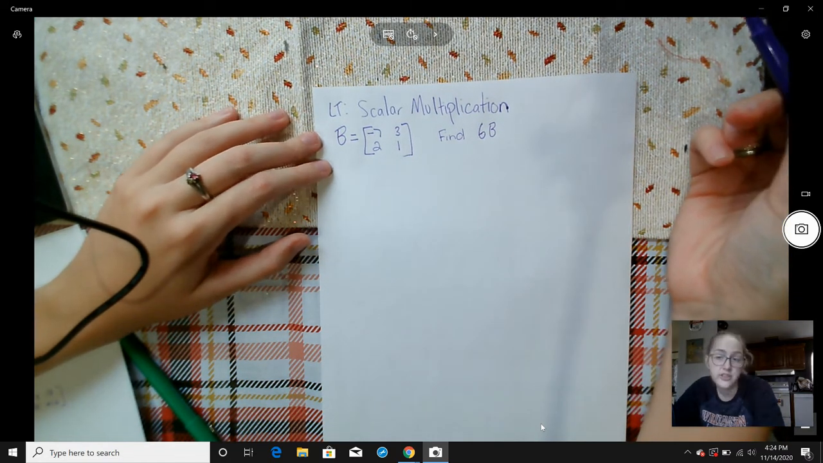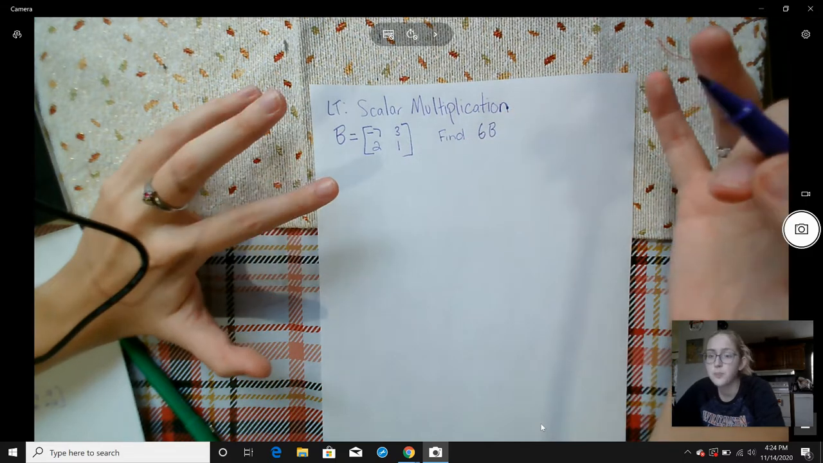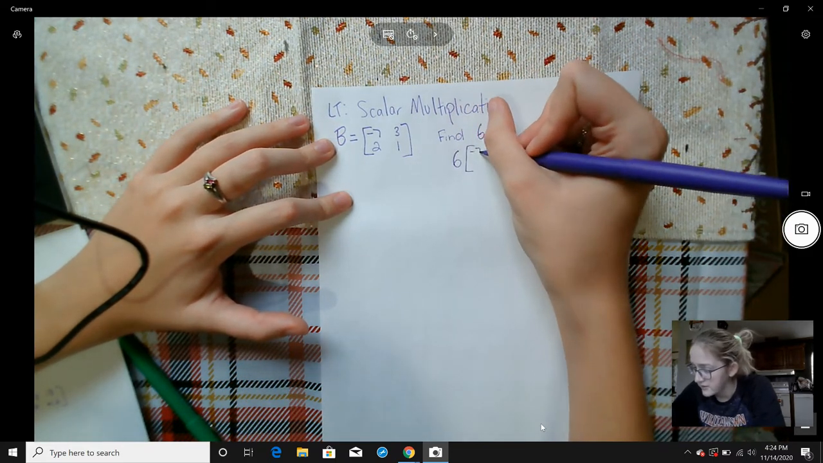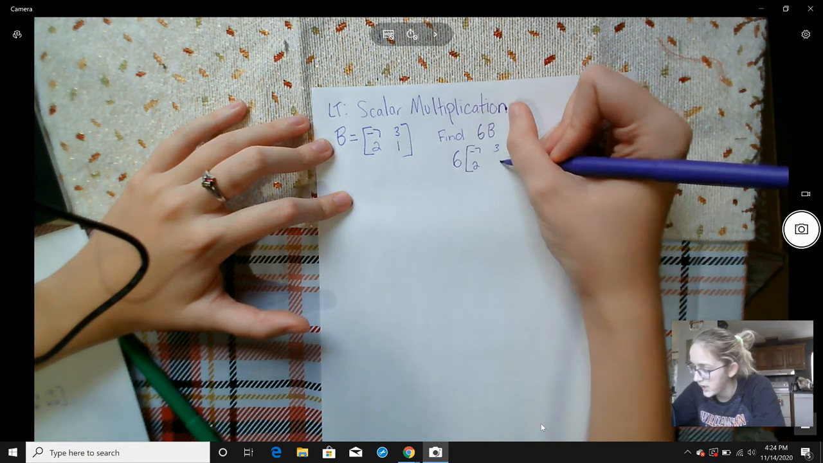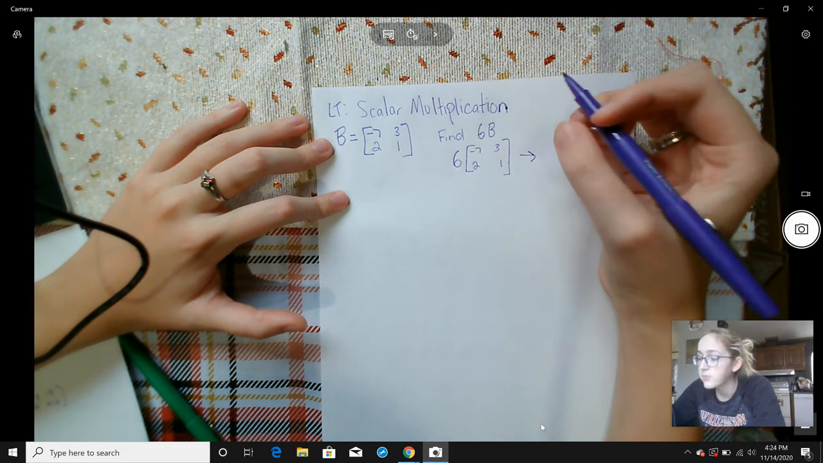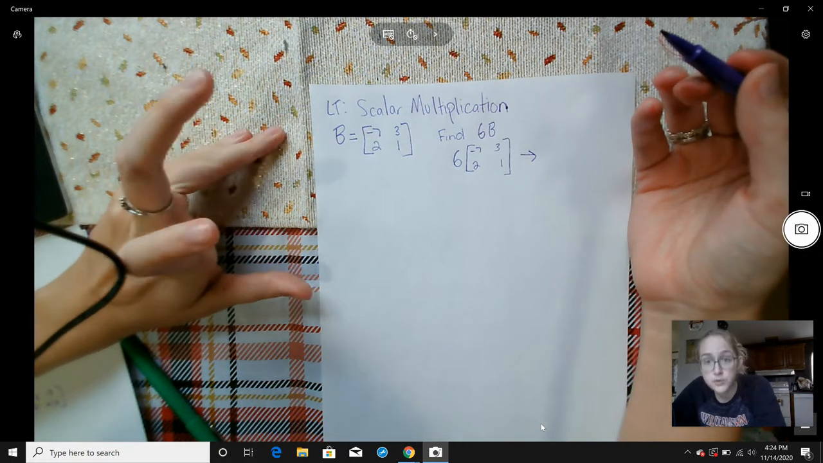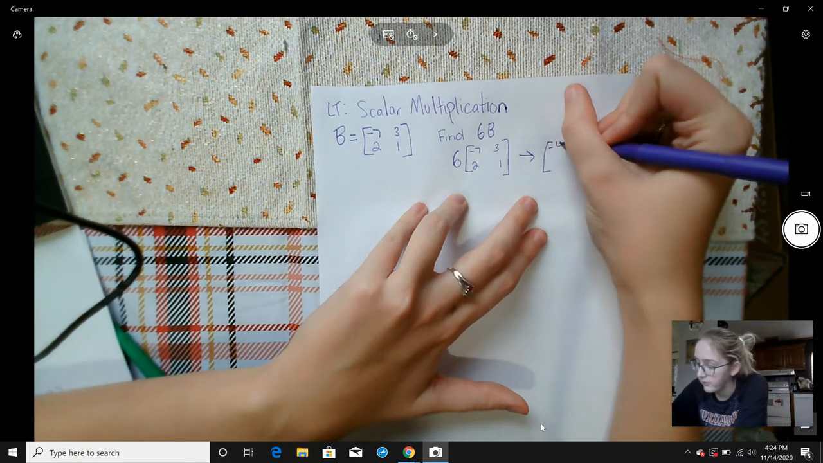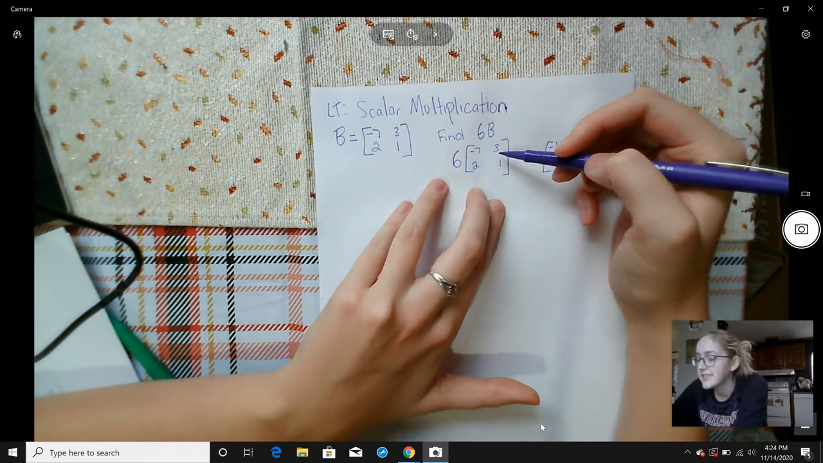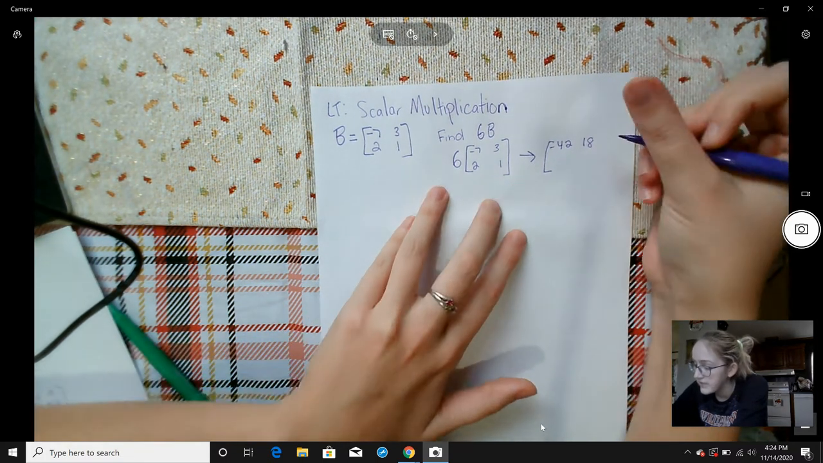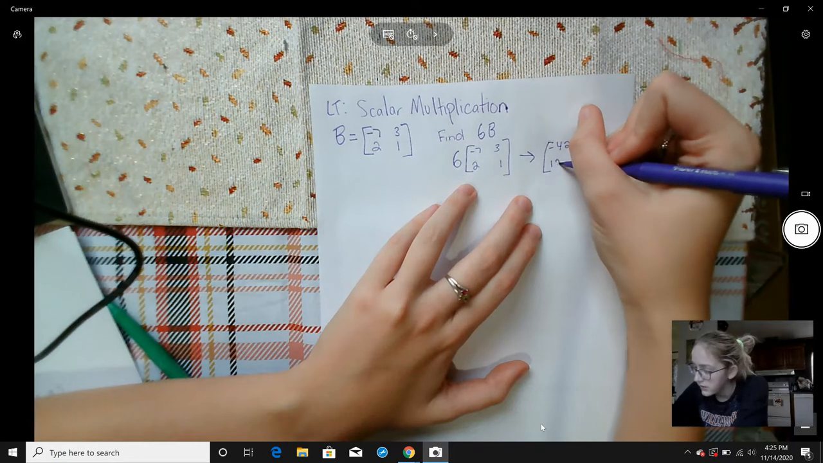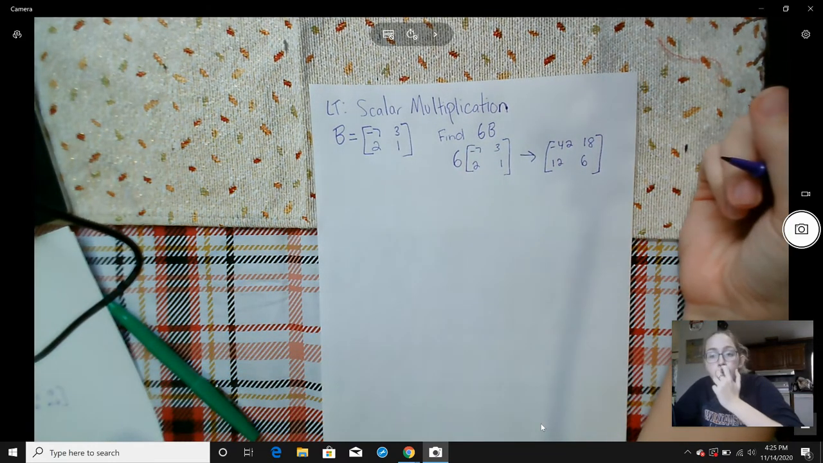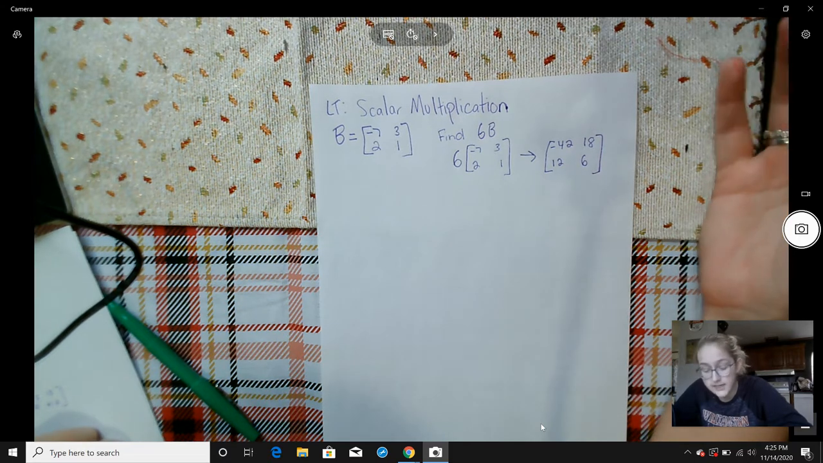You can essentially think of these matrix brackets as just big parentheses for this. So you're going to have 6 and -7, 3, 2, and 1. And then you're simply going to, you can think of it as distribute. You're going to have 6 times -7, which is going to give you -42. 6 times 3 gives you 18. 6 times 2 is going to give you 12, and 6 times 1 is going to give you 6. So that is how you would scalar multiply.